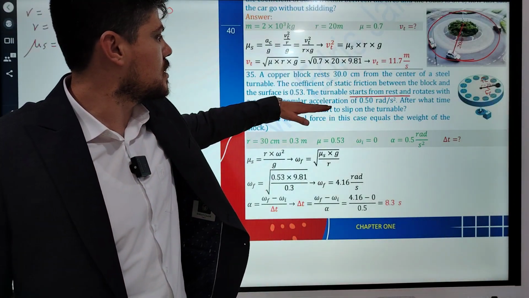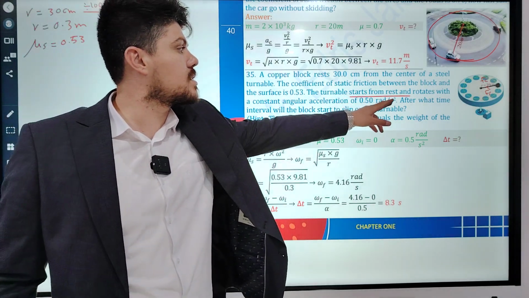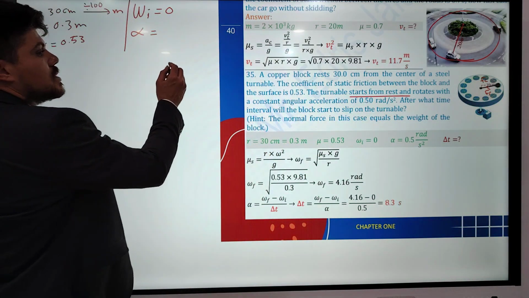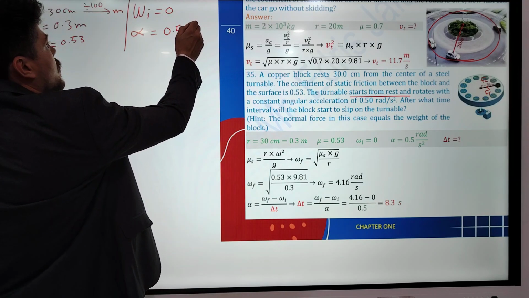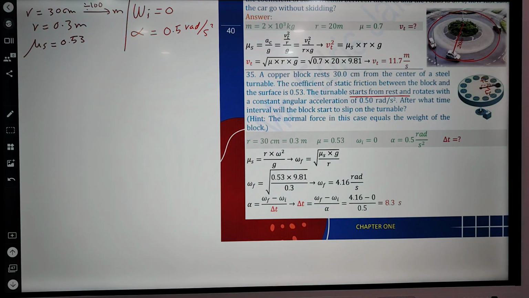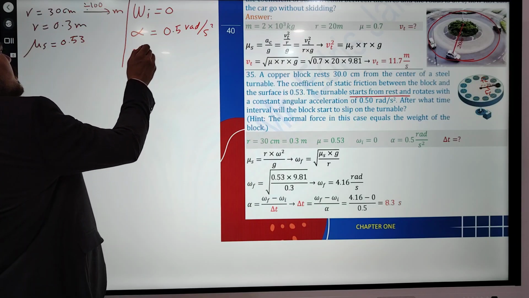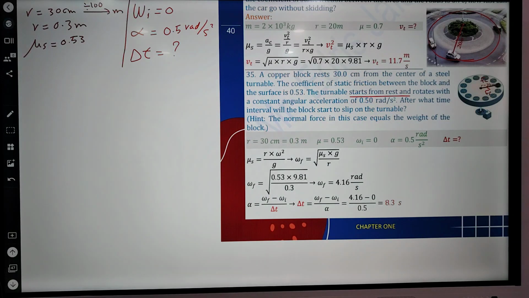How did you know this is alpha? Because the question mentioned it, and also by the units you can recognize. Rad per second squared is the unit for what? Angular acceleration, which is equal to 0.5 rad per second squared. After what time interval? What do you mean by after what time interval? It means that delta t is unknown. Delta t is hidden here.